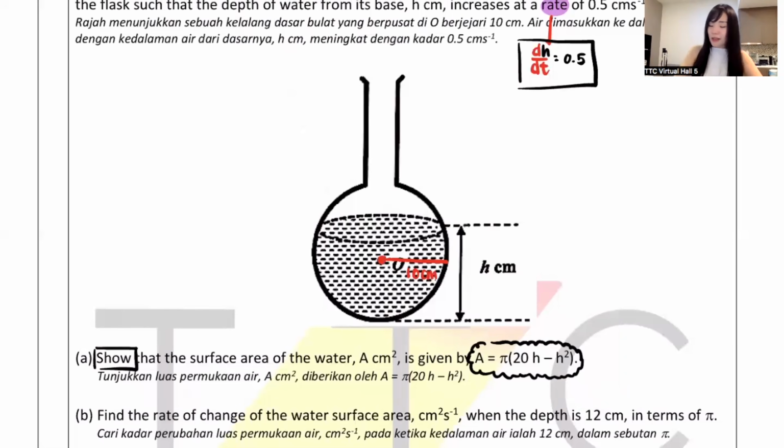So let me show you guys how to show this, okay? So for A, what they want to show. I repeat, don't write this out, okay? Pretend you never see that. So then you read the question. So they want me to show what? Surface area of the water. Can anyone tell me which part is the surface area of the water?